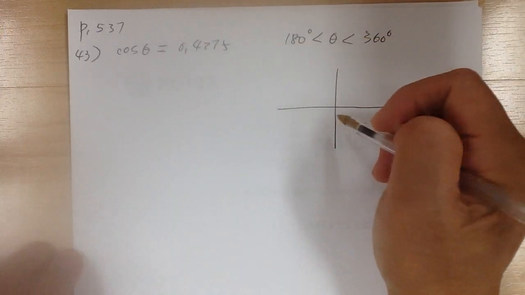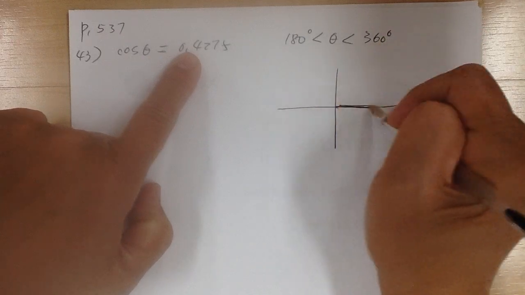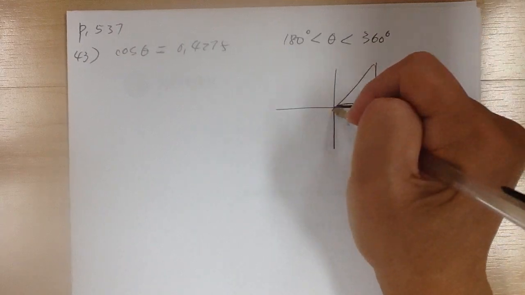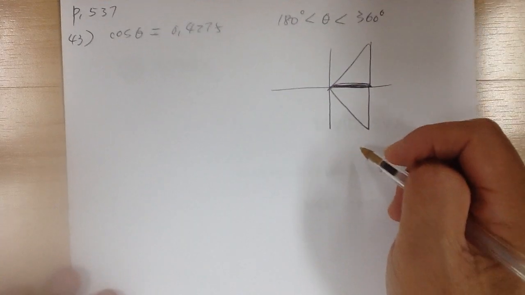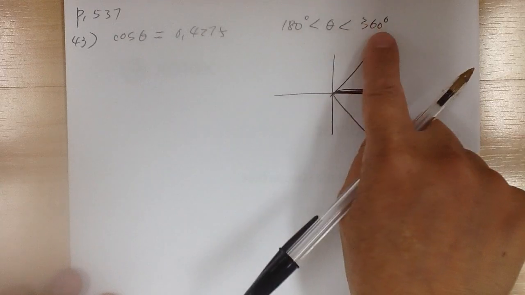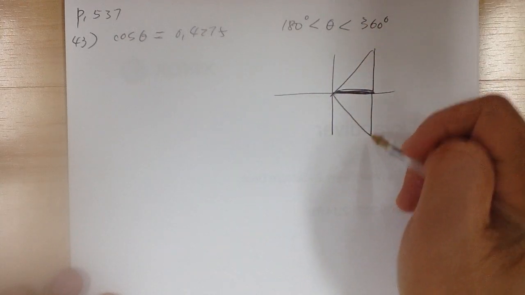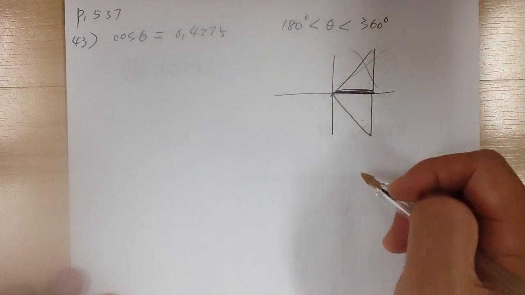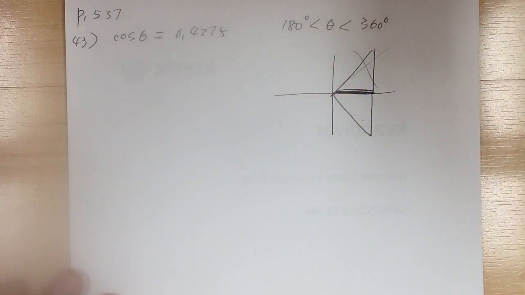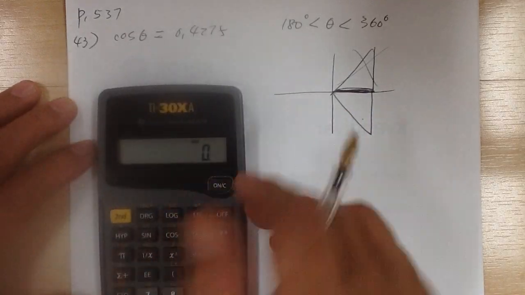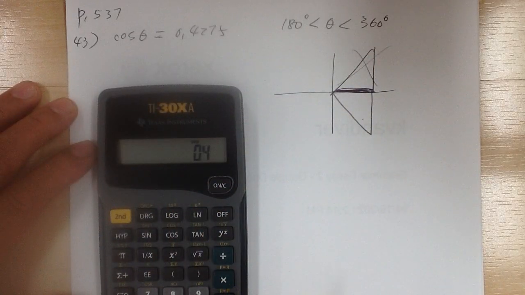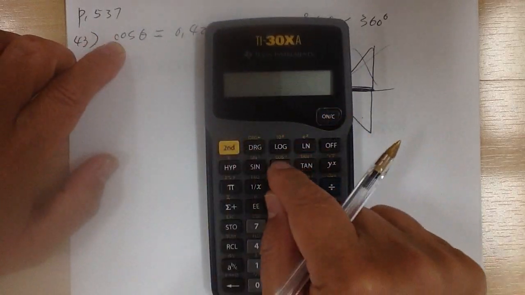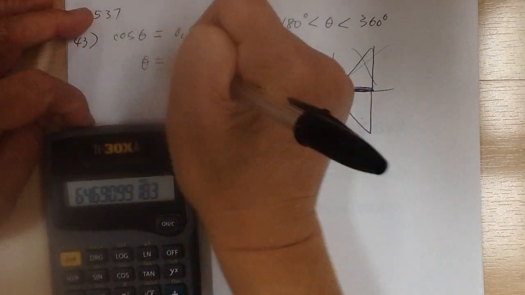So again, cosine is positive, cosine is horizontal, so it's going to be over here. If it's negative, it's going to be over here. So you're going to get two triangles here and two triangles here. And the one that's between 180 and 360 is this one here. So this is the one you don't want. Okay, so get your calculator. Enter 0.4275, and you go second cosine.